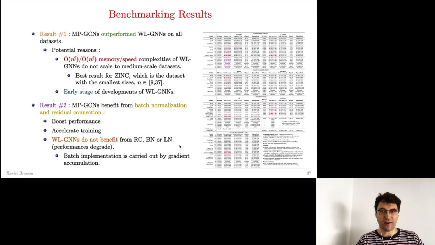That's very convenient. For the WGNN, we tried to use residual connection, but the performance was not improved, and actually performance is degraded for residual connection. For batch normalization, we cannot do it because batch implementation is done with a gradient accumulation approach, so it's not clear how you do it. So instead, we try layer normalization, which is independent of the batch, and again, the performance is degraded.